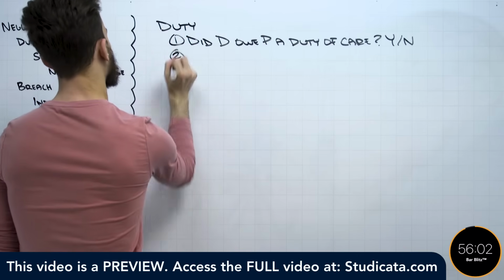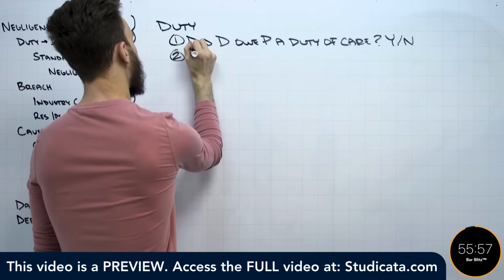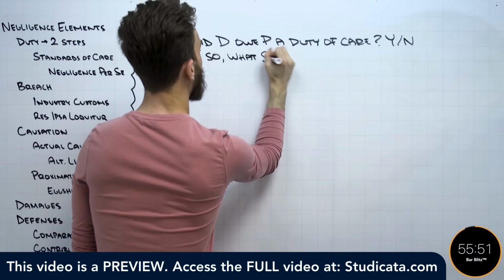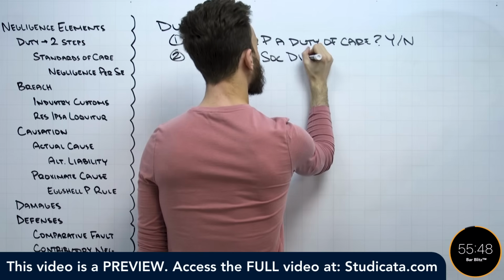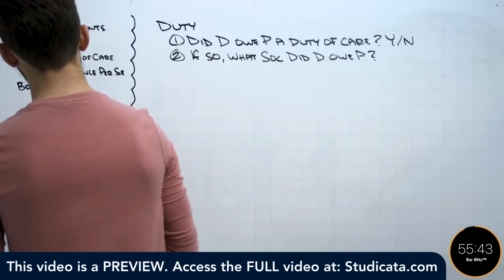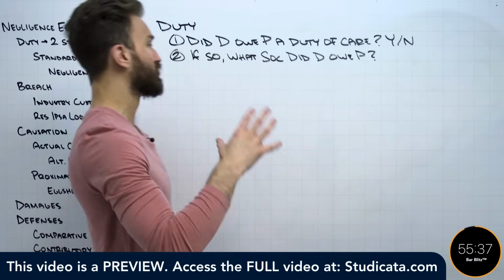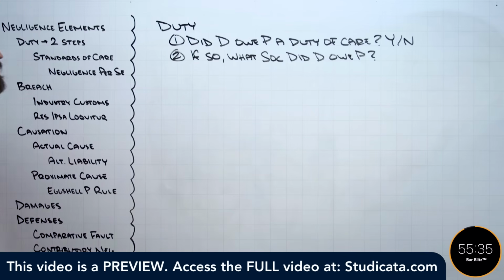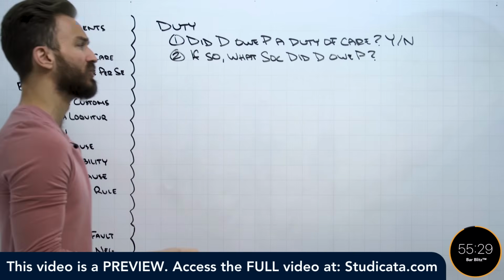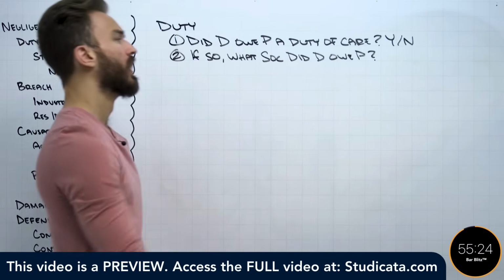the next question is, okay, well, what standard of care did the defendant owe the plaintiff? So it's really two steps when we're analyzing our first element of duty. Number one, yes or no, did the defendant owe the plaintiff a duty of care? Number two, if we find the answer to number one is yes, the defendant did owe the plaintiff a duty of care, the second question has to be, well, what standard of care did the defendant owe the plaintiff?